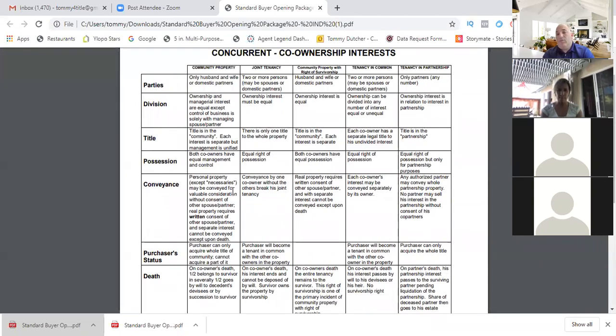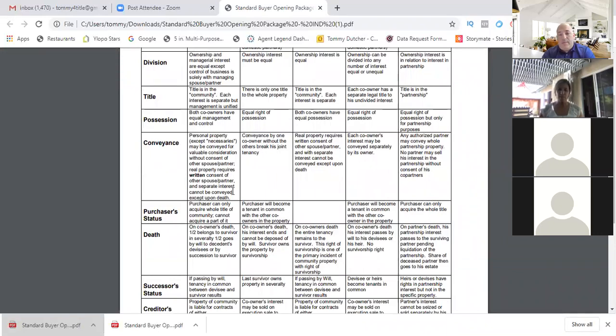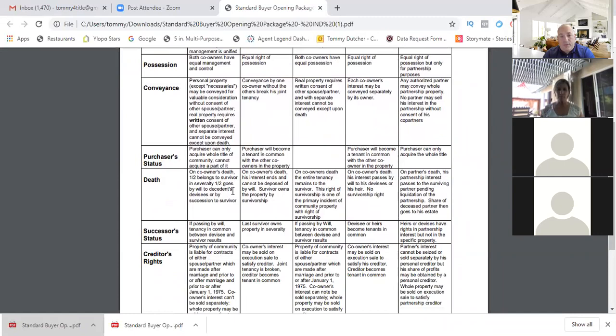Possession is we all have equal rights to possession. Conveyance, each co-owner's interest may be conveyed separately by its owner. So if I own 30% of that property, I can sell my 30%. Okay, so I have the rights to that 30%. I can sell my 30% and somebody else will then become owner of that 30% and tenants in common with the other two. Okay. Purchaser will become a tenant in common with the other co-owners in the property, which we just stated there.